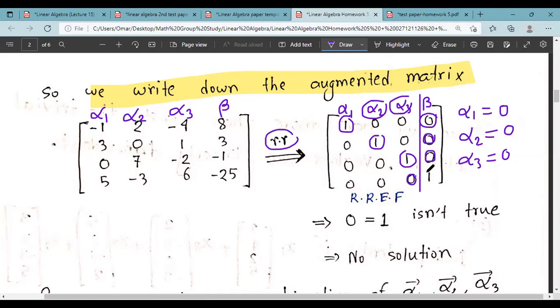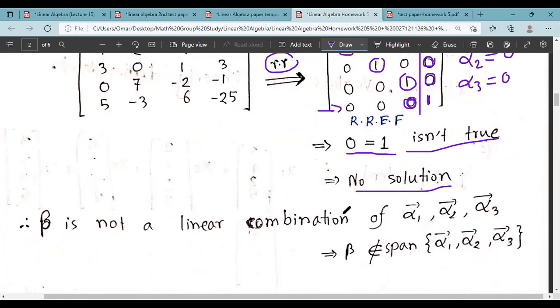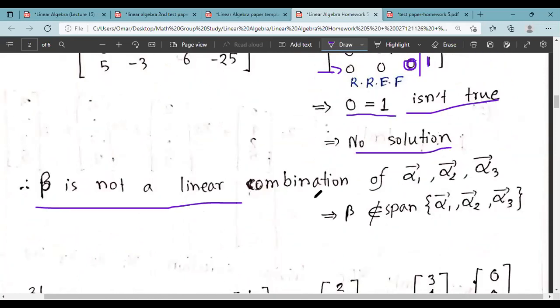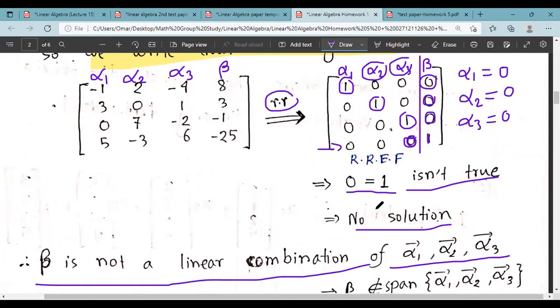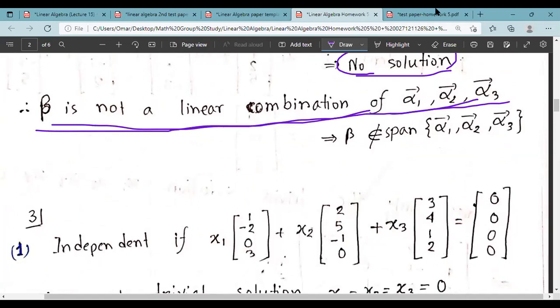If you see the last row, all the entries are 0. So here 0 is equal to 1. We know that 0 equal to 1 is not true, so there will be no solution. So if there is no solution, beta is not a linear combination of alpha 1, alpha 2, and alpha 3. But if there is a solution, then beta is a linear combination of alpha 1, alpha 2, and alpha 3. Okay, guys?